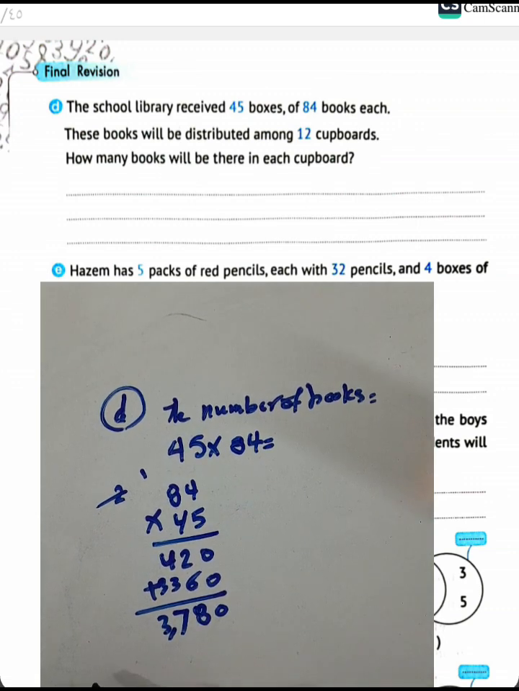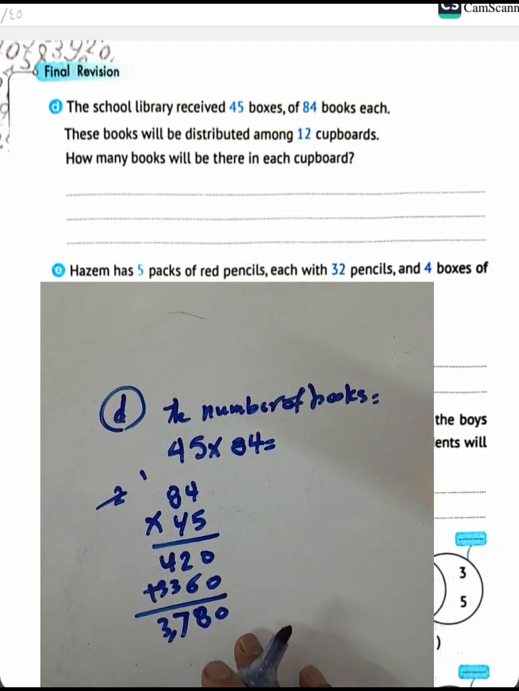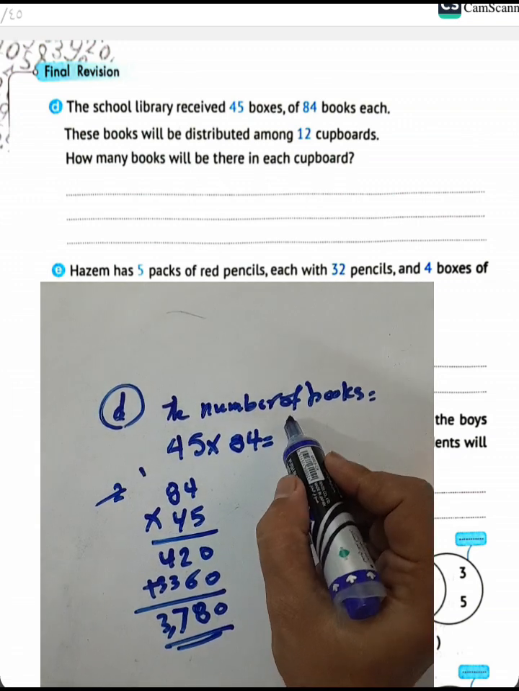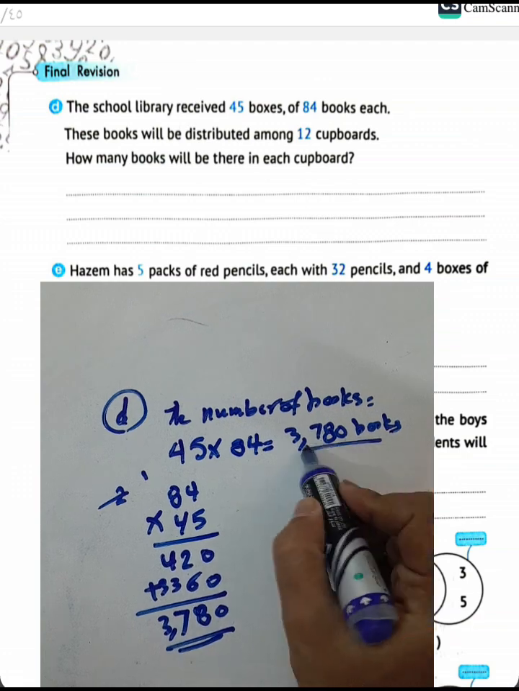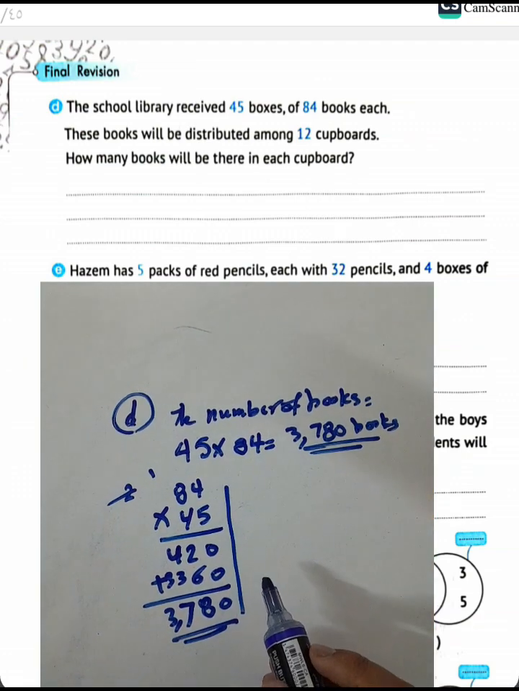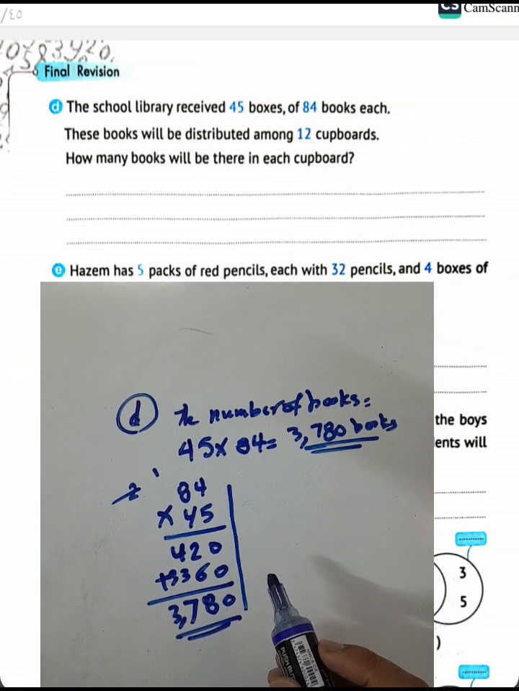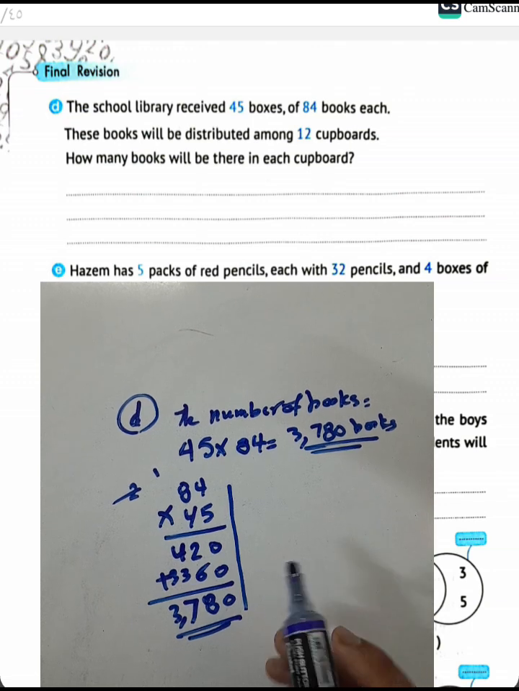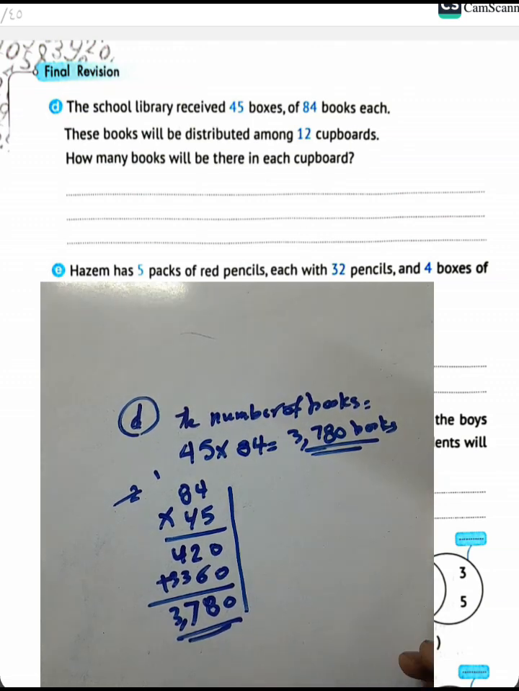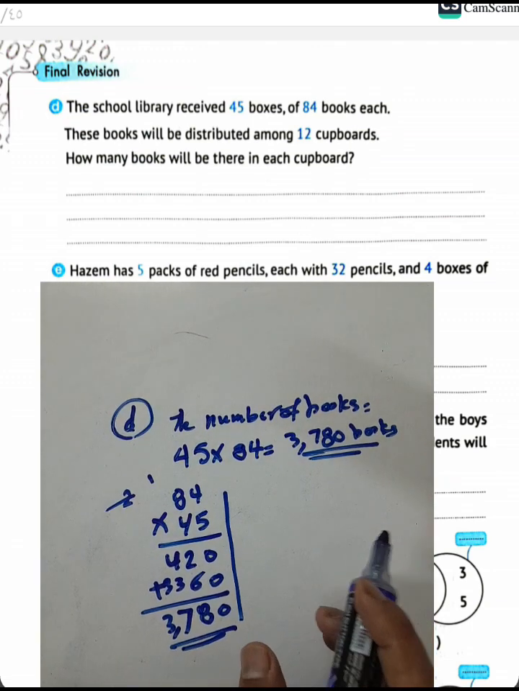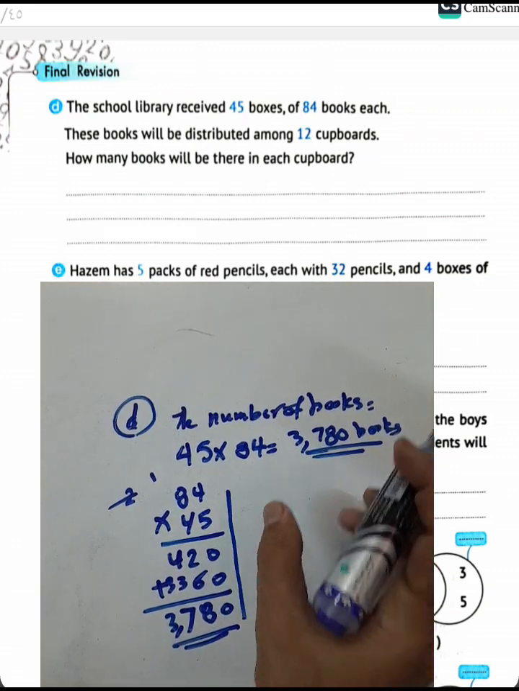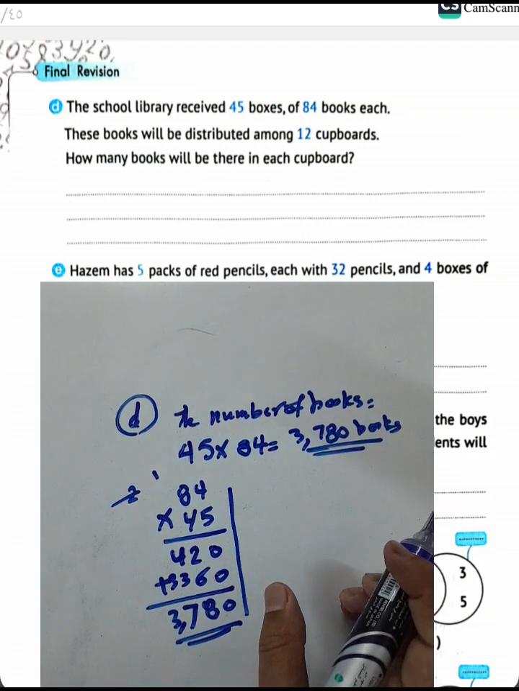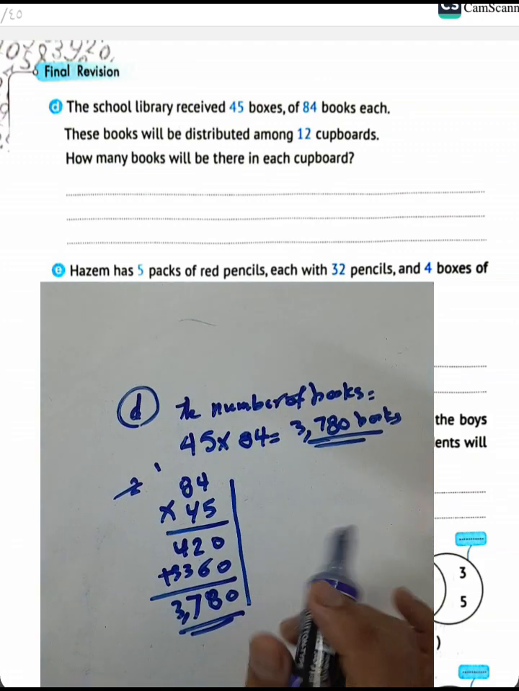Then the result will be 3,780. We have 3,780 boxes. Now, we want to distribute them among 12 cupboards. How many boxes will be in each cupboard? We can find the number of boxes in each cupboard by using long division between the number of boxes and the number of cupboards.